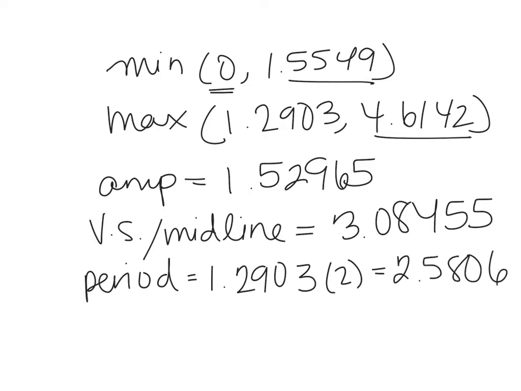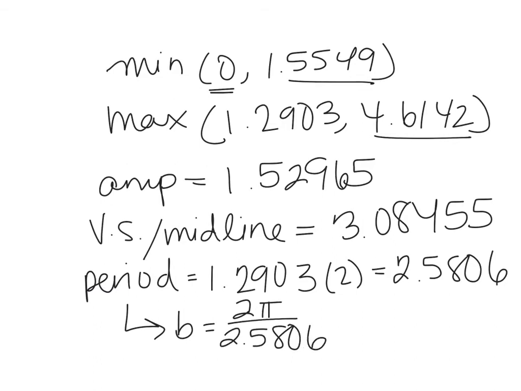2.5806. And then we know in our equation we need the b value, and so our b value would end up being 2 pi over 2.5806. Now all we got to do is write our cosine and our sine equation. So now that we have all that information, we can write our negative cosine equation.